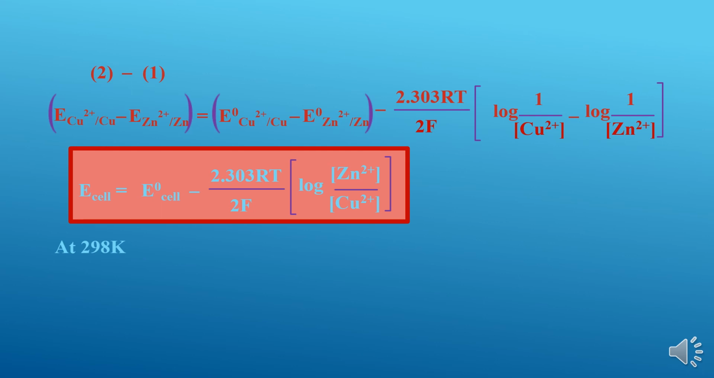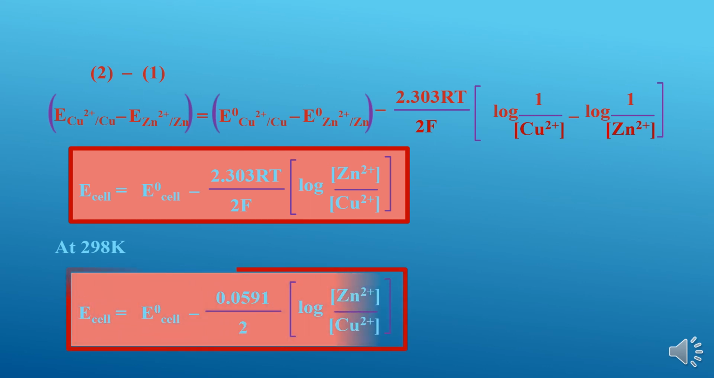The above equation is at any temperature T. Now we are taking the temperature 298 Kelvin. Let's substitute the value of T. We get E cell is equal to E naught of cell minus 0.0591 divided by 2 log of Zn2+ divided by Cu2+. This is the Nernst equation for the calculation of cell potential for the Daniell cell.